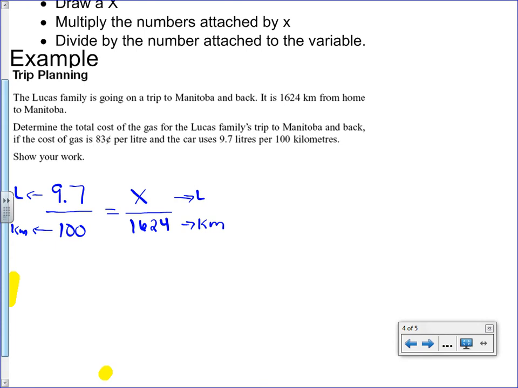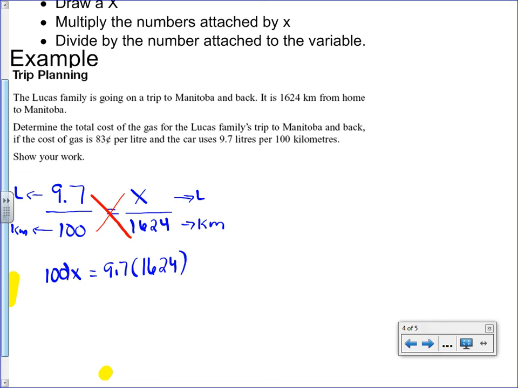Now when I do my cross multiplication, which again you have a question like this in your EQAO booklet, I draw my x and I multiply the numbers that are attached by this x. So Andrew, can you tell me what will I write next after this? x equals 9.7 times 1,624. Good. So I'm multiplying.